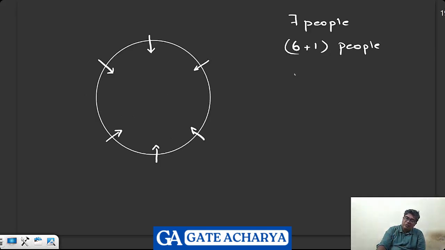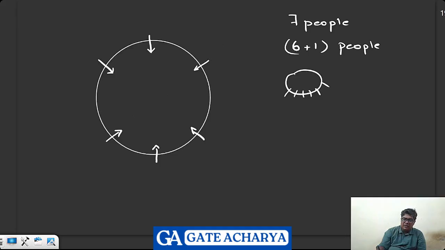Some people make the mistake of drawing a circle and arranging people like this, 6 people arranged side by side. That is okay. If the arrangement is clockwise or anti-clockwise, it still satisfies. But it's not a very good way of representing. This is far better.